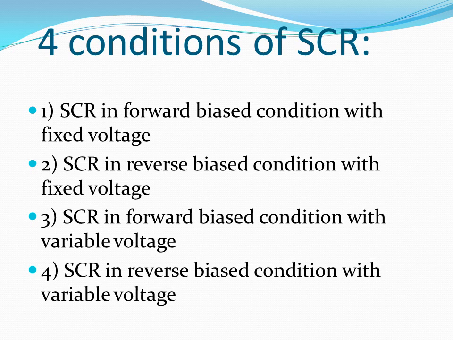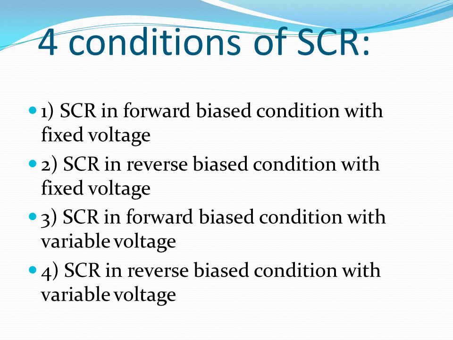Now, while going towards the working of SCR, we will quickly see the 4 conditions. When SCR is in forward biased condition and a fixed voltage is applied to it, this is known as the forward blocking state of SCR. We will see this in the VI characteristics of SCR. Second, SCR in reverse biased condition with fixed voltage, this is the reverse blocking state of SCR. Under both the conditions, first and second, SCR will not conduct, that is it will remain in off state.